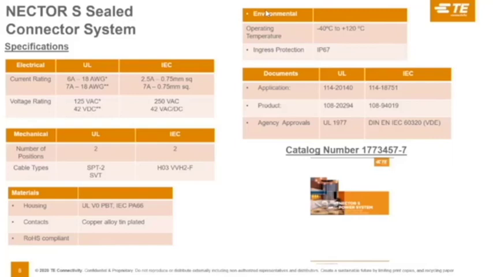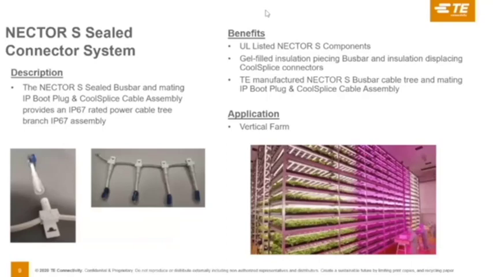And then the environments that it finds itself in, minus 40 C to plus 120 degrees C. So whether there's high temperature or the temperature may be somewhat cool, this type of product is very conducive for that type of application. But really what was remarkable about the Nector S product line is the fact that it could be used not only in commercial refrigeration, as I mentioned earlier, but also in horticulture lighting, one of the largest growing opportunities for LED lighting. So we at TE had the opportunity to promote the Nector S in a vertical farm application.